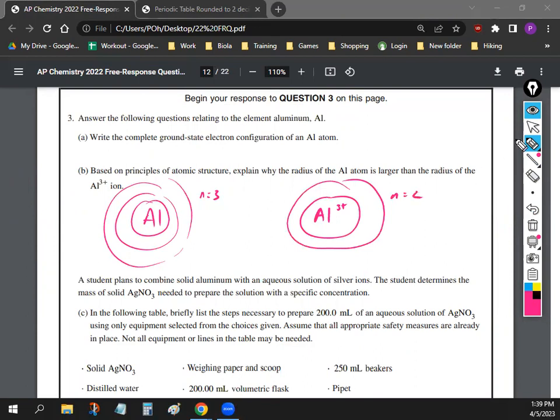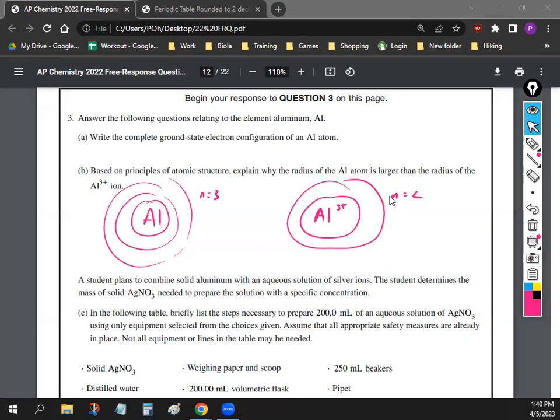And so you just need to explain, hey, the second energy level is closer to the nucleus than the third, so it's going to have a smaller radius. That's it, something like that. You can say shell. Yeah, you can say aluminum has electrons in the third shell. Aluminum's ion only has them up to the second shell. So that's it. Yeah, that works.